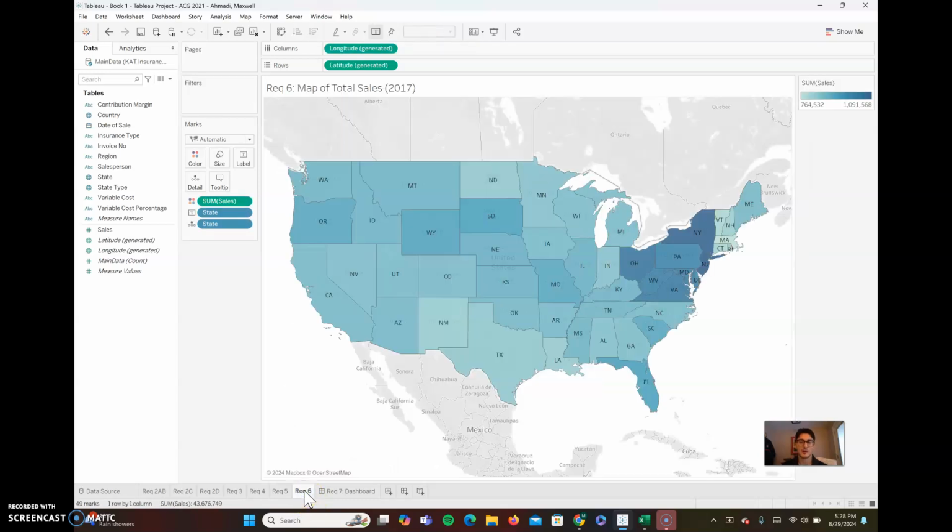Taking that further into requirement 6, we're asked to make a map of total sales in 2017. And again, just like we've seen before, the Northeast is dominating. States like Ohio, West Virginia, New Jersey, and New York, all in that dark blue, signify their density of sales. But now we're seeing lighter states in that New England area, such as Massachusetts, Connecticut, Vermont, and New Hampshire, that are not bringing that same amount of jazz to the party.